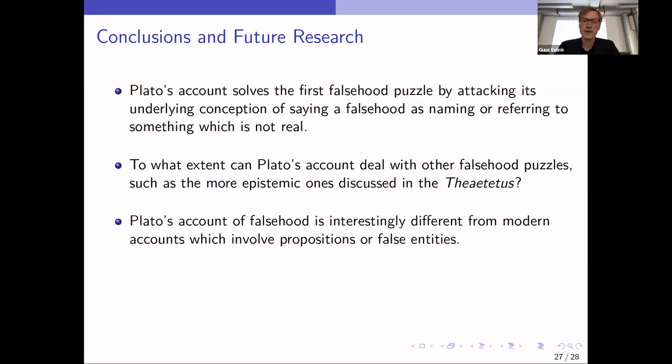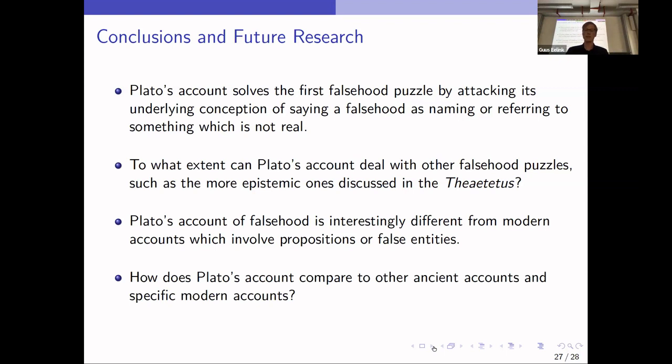Now, I've also argued that Plato's account of falsehood is interestingly different from modern accounts which involve propositions or other entities which can be false, which might also be states of affairs, for instance. And here, one might ask the question, how does Plato's account compare to other ancient accounts and also to specific modern accounts? With respect to the ancient accounts, Aristotle would be an interesting case, but also the Stoics. I said that the propositional solution is modern, but propositions go all the way back, most explicitly present in the ancients already in the Stoics. So one might think that the Stoics would give a similar or the same solution.